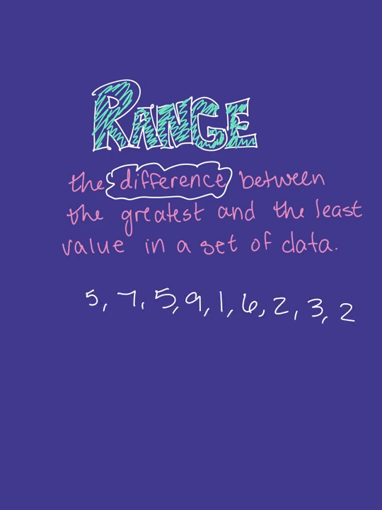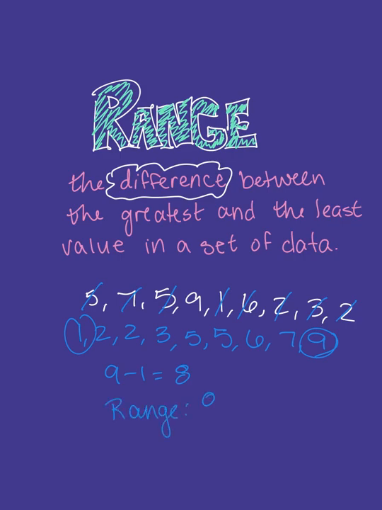Hey, I bet you can't guess what I'm going to make you do first. Oh, can you guess? Yep, put it in order from least to greatest. Now I'm just going to take the biggest number and the smallest number, and subtract them. 9 minus 1 is 8, so the range of my data is 8. Simple as that. You're done.